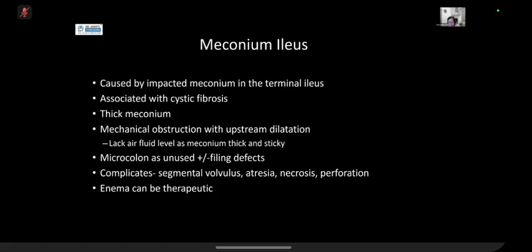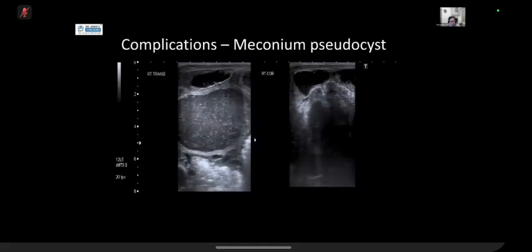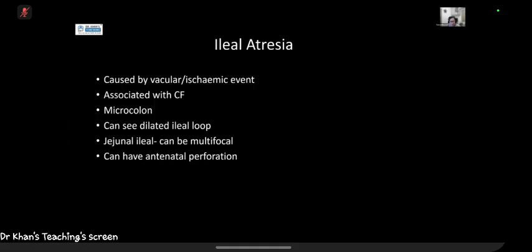Please share. Okay, I think ileal atresia, point slide. Ileal atresia. Okay. In suspected ileal atresia. So, good question.